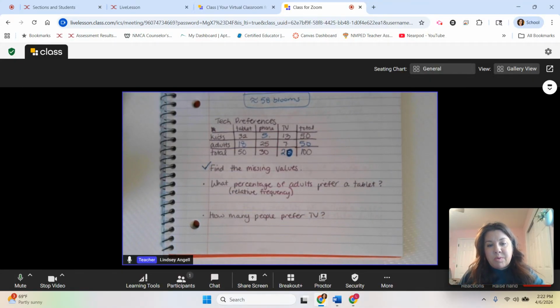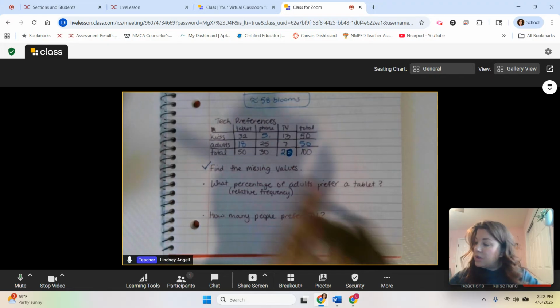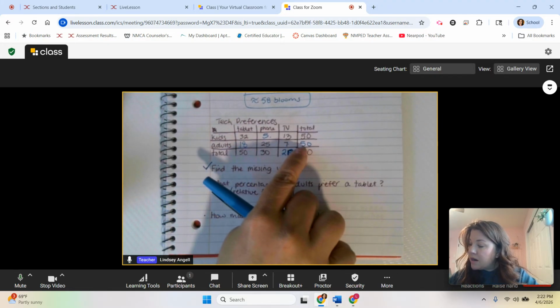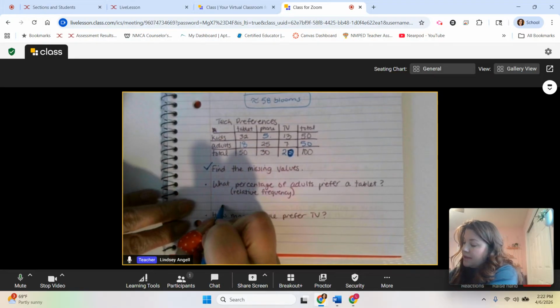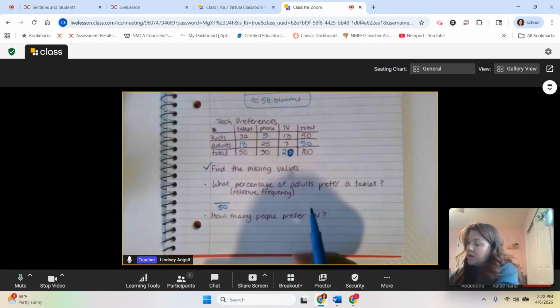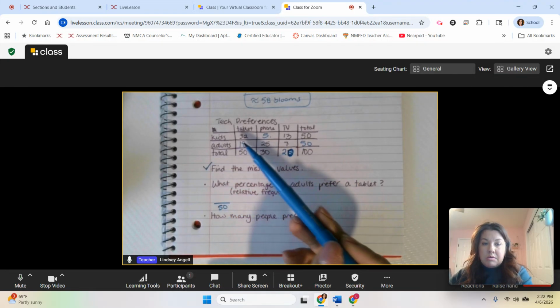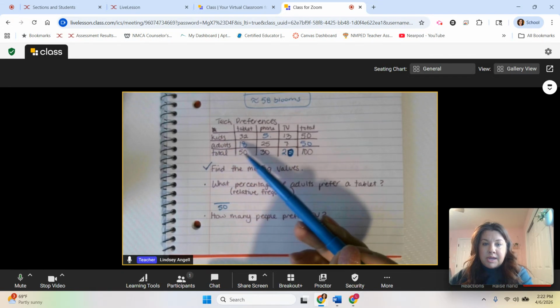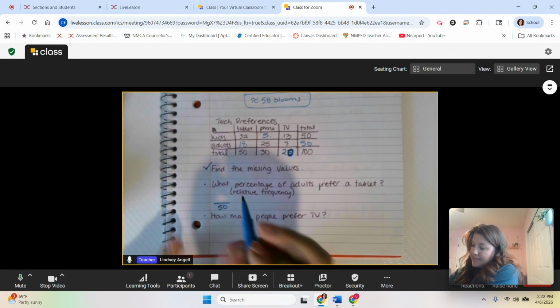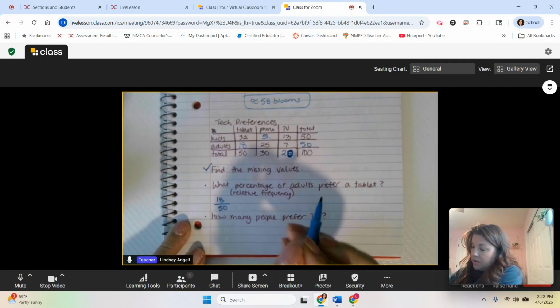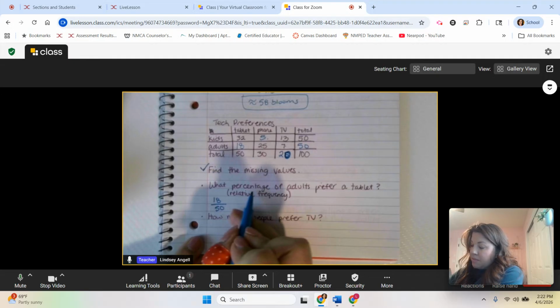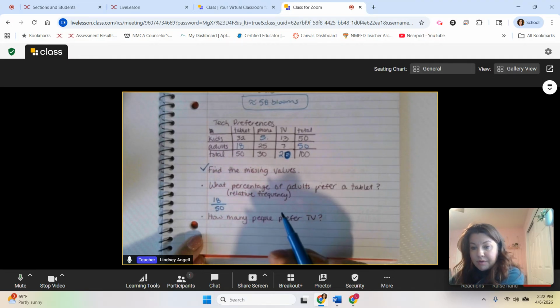With the next one, it says, what percentage of adults prefer a tablet? Or this could also be referred to as relative frequency. Okay, so if we're looking at adults, right, we know that there are 50 adults total. We need that information for our denominator because it's a certain number of adults out of 50. But let's see, adults that prefer a tablet. Well, that was 18. Okay, but it says what percentage? Remember, percents are out of 100.